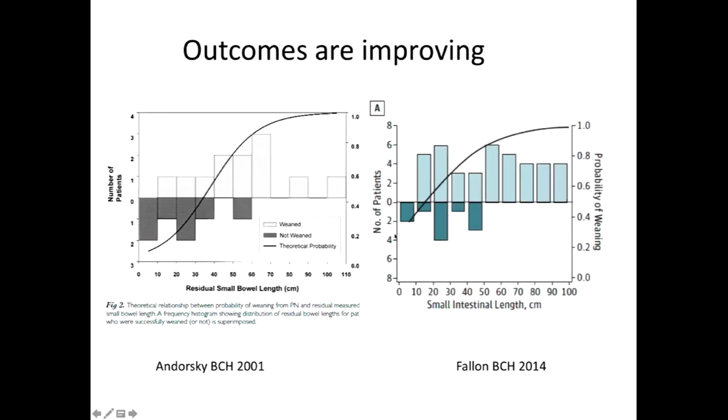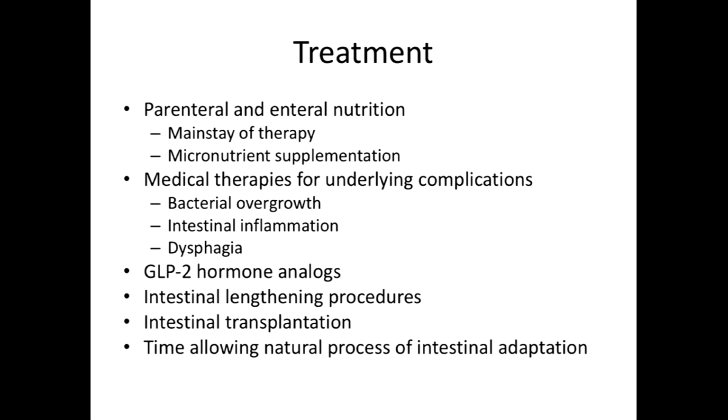And an update of a similar cohort of patients followed here at Children's Hospital shows, in fact, that the inflection point has shifted to the left. Our abilities to prevent central line infections and to prevent chronic liver disease suggest that infants with 10 to 20 centimeters of residual small bowel length can wean successfully from parenteral nutrition. So these are all excellent news for our children with intestinal failure.